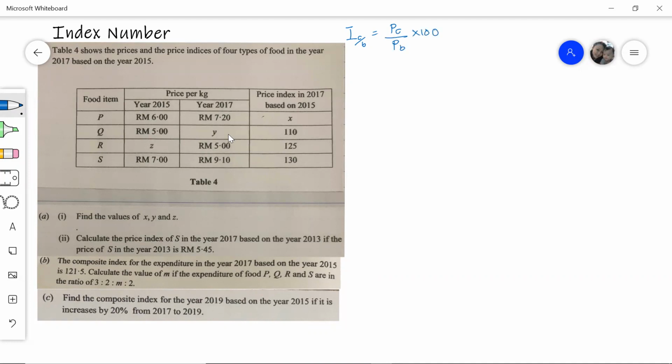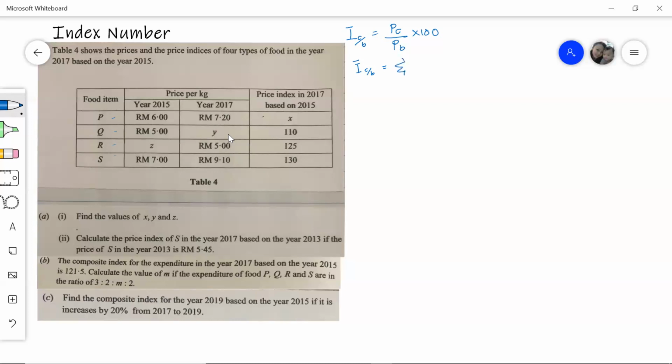Now the second formula will be the composite index. When do we use the composite index? When we have a final product which consists of a few raw ingredients. For example, you are producing a cake and the ingredients to make the cake consist of a few items. So each and every item will have its own price index. Therefore, to represent overall the final product, we shall use the composite index.